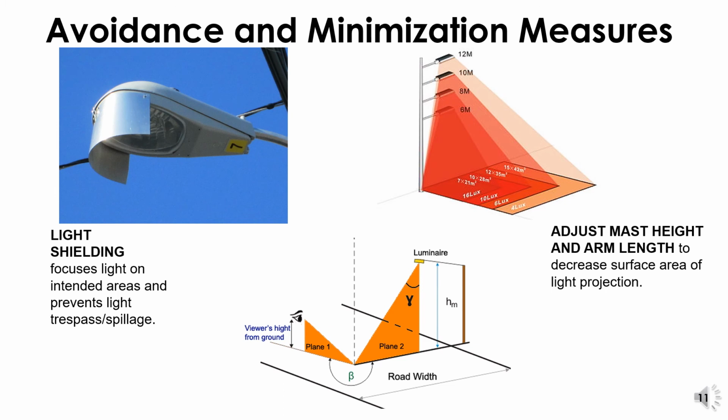If it is determined that a project has resulted in increased light output or excessive light spillage into areas outside the project limits, there are multiple avoidance and minimization measures that can be employed. Some examples include light shielding, which focuses light onto intended areas of illumination, mast height and arm adjustments, which can reduce projected light surface area, and warmer temperature light outputs around 2700 Kelvin.